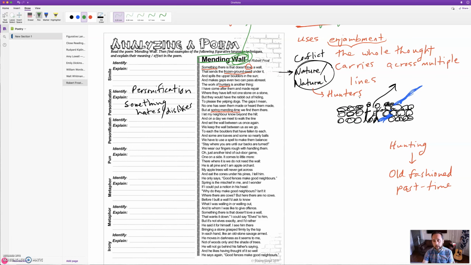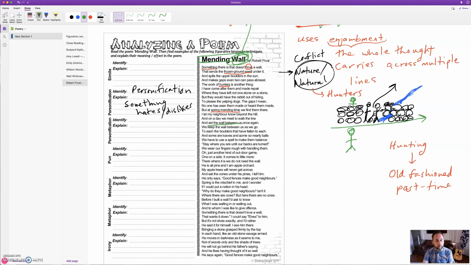So, in this case, they're not walking side by side, but one is on this side and one guy is on this side of the wall. And they meet to walk the line and fix the wall, one on one side, one on the other. "We keep the wall between us as we go, to each the boulders that have fallen to each."